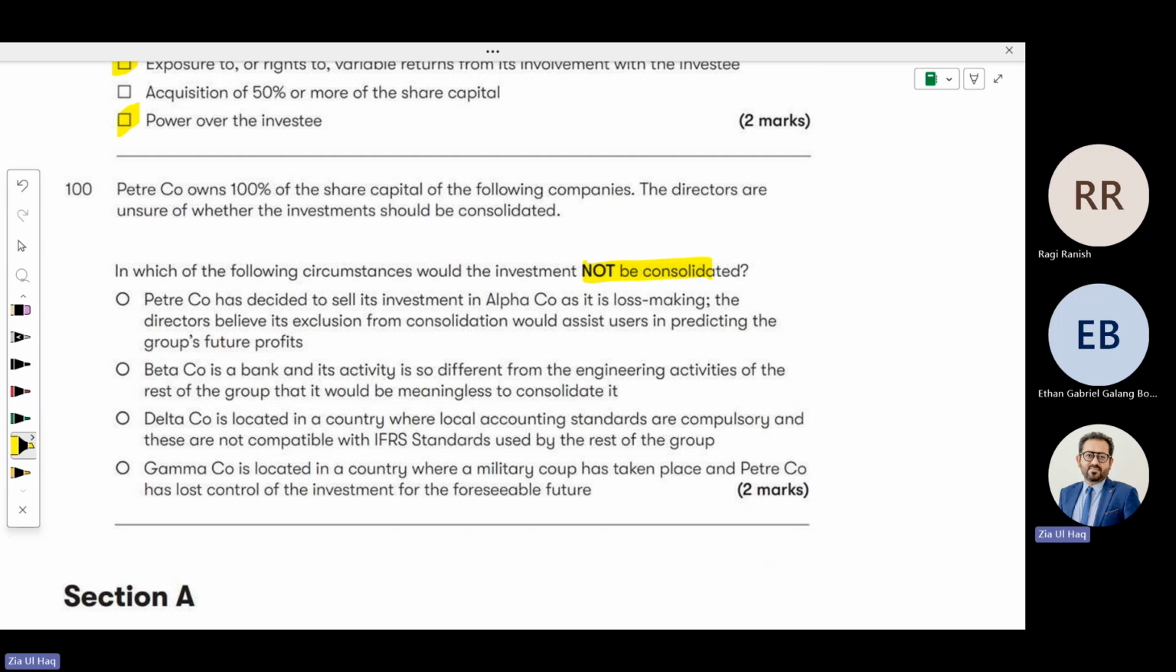Delta company is located in a country where local accounting standards are compulsory and these are not compatible with the IFRS standards used by the rest of the group. No, in this case you cannot exclude. You need to provide disclosure of what the differences are. Gamma company is located in a country where a military coup has taken place and the parent company has lost control. If there is no control, that is not your subsidiary.